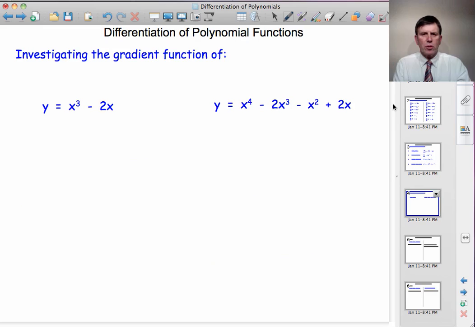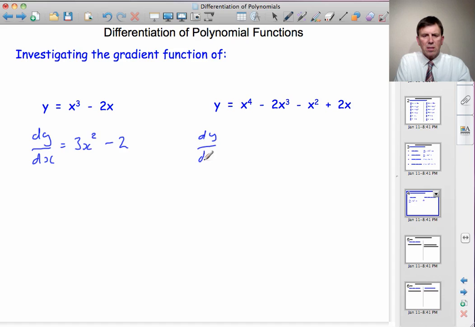I've chosen 2 functions to investigate, a cubic function and a quartic function. So let's begin by differentiating them. y equals x cubed minus 2x means that dy by dx is equal to, differentiate x cubed, we get 3x squared. Differentiate minus 2x, we get minus 2. Let's differentiate this one as well.